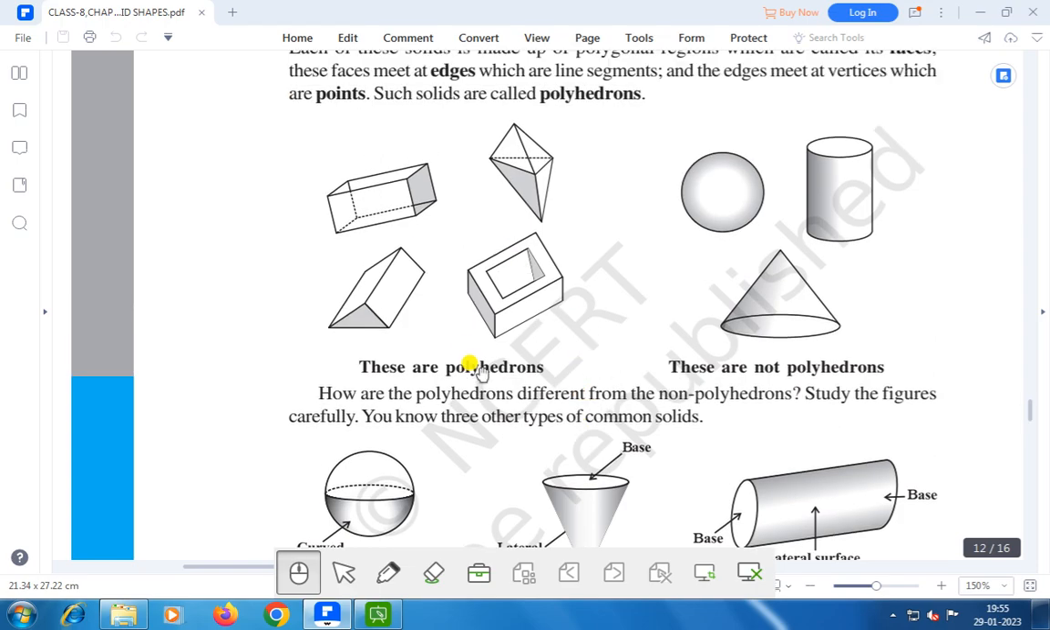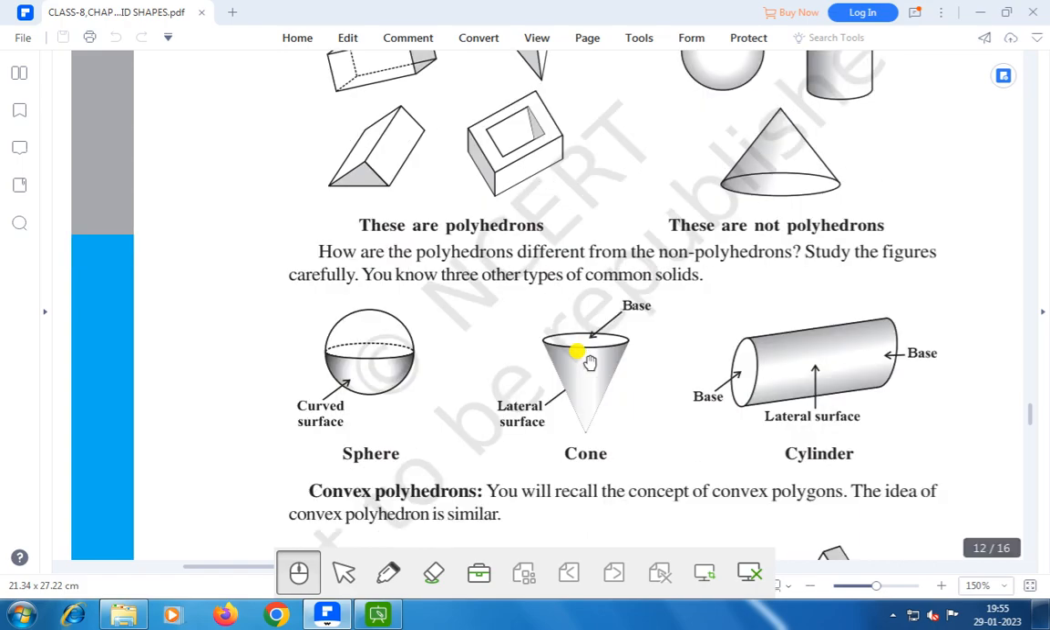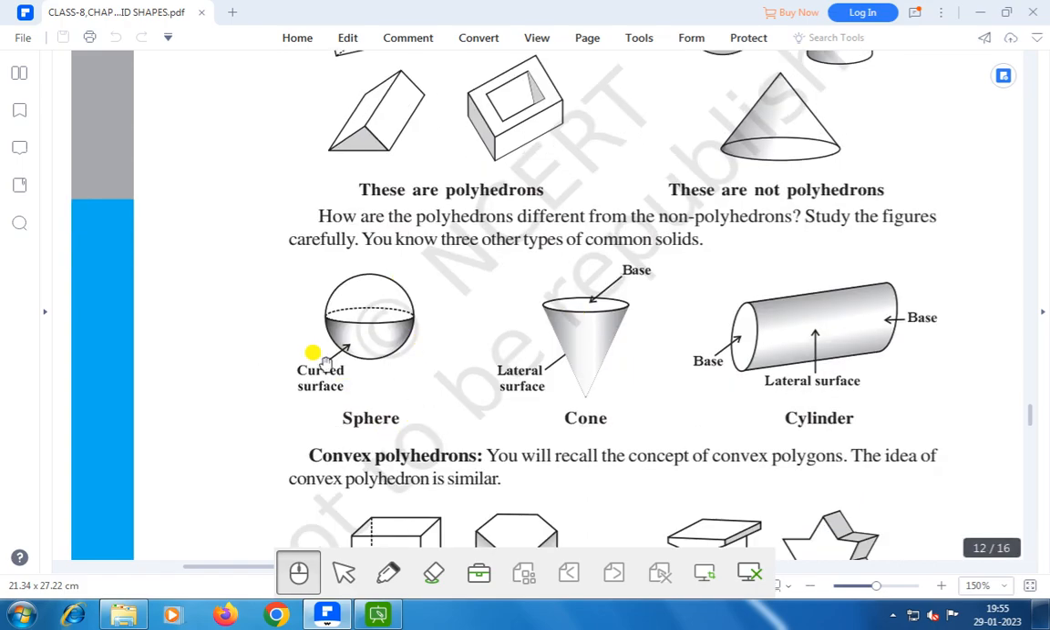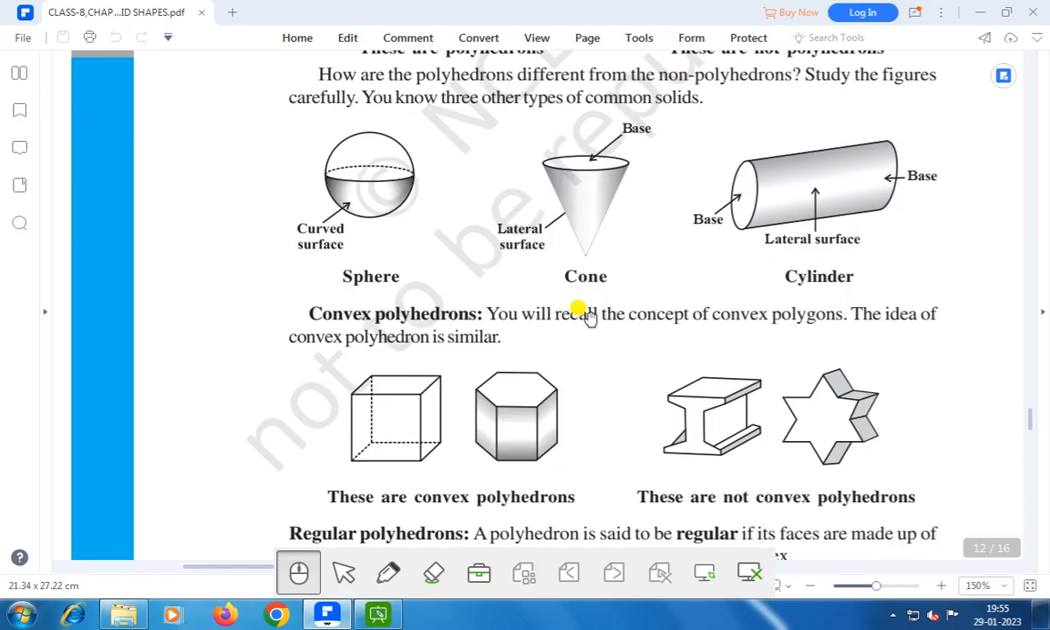For example, like this. These are polyhedrons. You see 1, 2, 3, 4, and these are not polyhedrons. To study the figures carefully, you should know three other types of common solids. This is a sphere, with a curved surface. This is a cone, this is the lateral surface, this is the base. Here this is a cylinder, this is the lateral surface, this is a base and this is also a base.